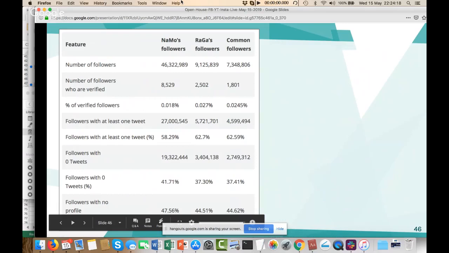Followers with no profile picture. Basically, it is showing that 47-48% of the followers don't have a profile picture. Similarly, for Raga, it's about 44%. Again, it is interesting to see what kind of users are actually following these handles.